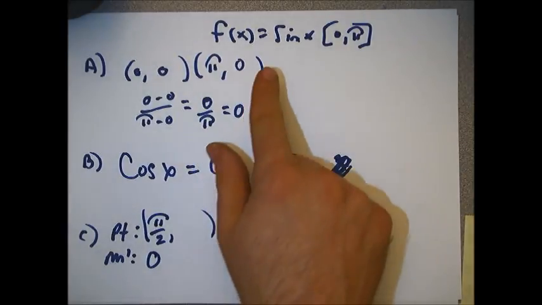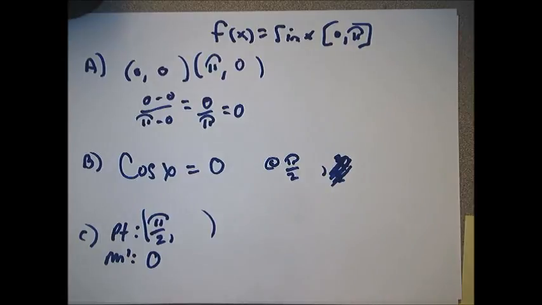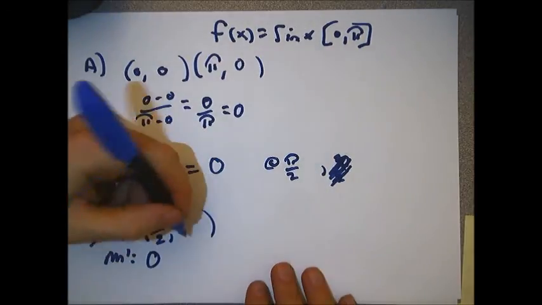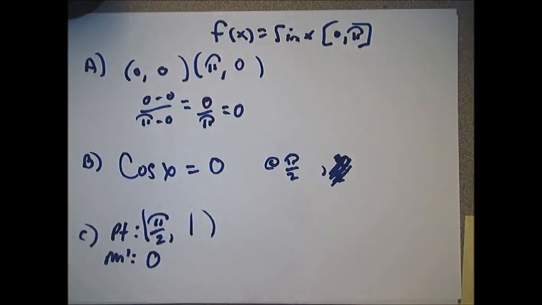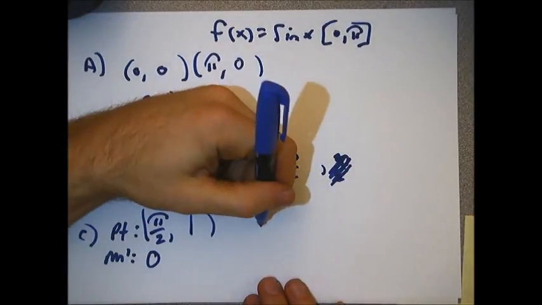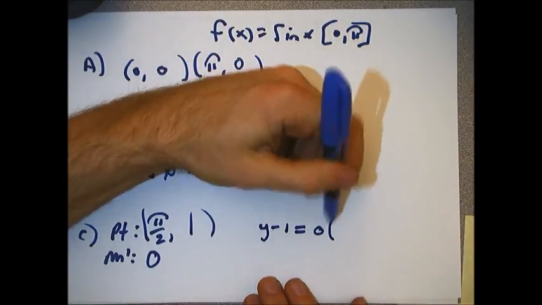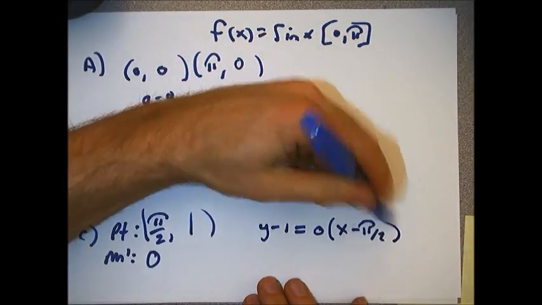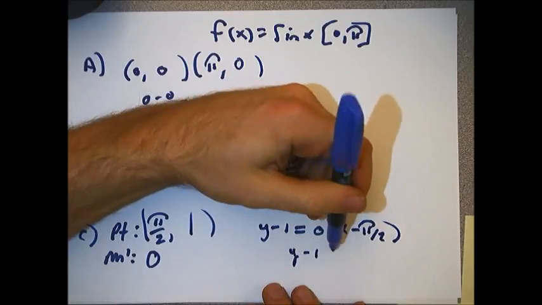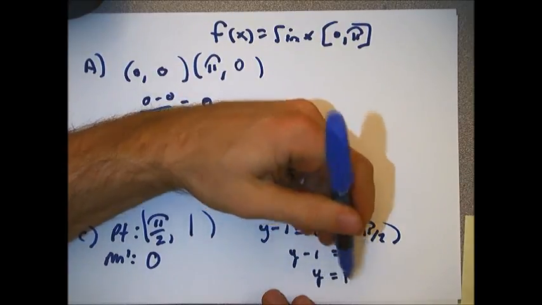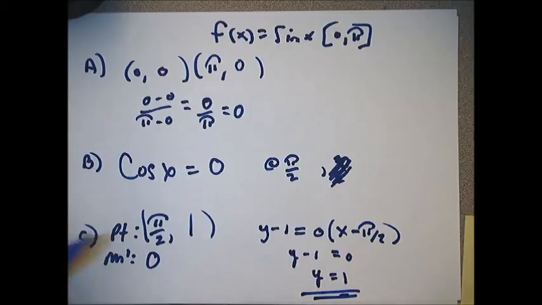So I go back to my original problem and I say, well, at pi over 2, what do we got? Sine of pi over 2 is 1. So I want y minus 1 is equal to my slope, x minus pi over 2. Y minus 1 is equal to 0. Y is equal to 1 is the equation of the tangent line.